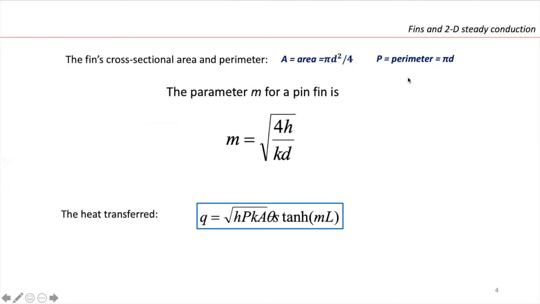So these equations, you already have them from the longitudinal fin. The only ones you need to please take note of at this point are the area, pi d squared over 4 for the pin fin, and the perimeter pi d. The parameter of the fin equation remains the same, and the heat transfer remains the same.